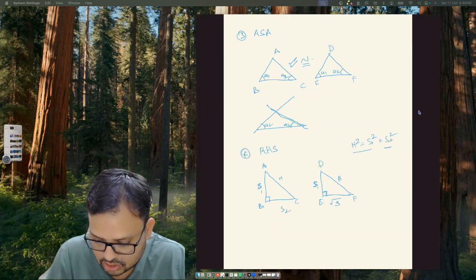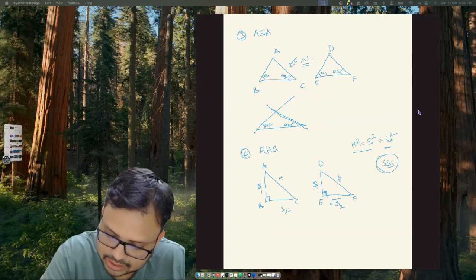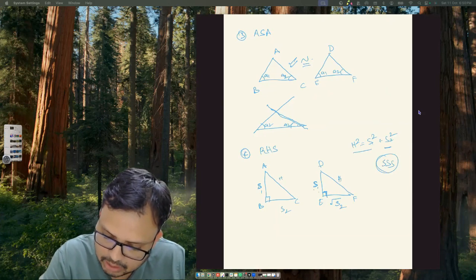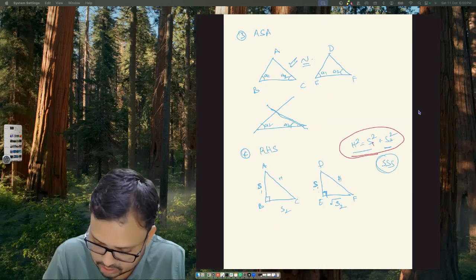So it becomes an extension of, I think we don't even need a right angle. It becomes SSS also. We can prove using SSS that if two sides of a right angle triangle are same, the third side definitely has to be same, because by Pythagoras theorem, hypotenuse square is equal to one side square plus other side square.